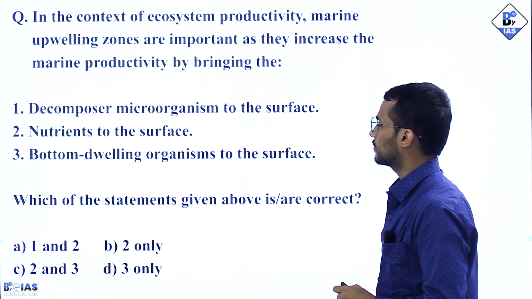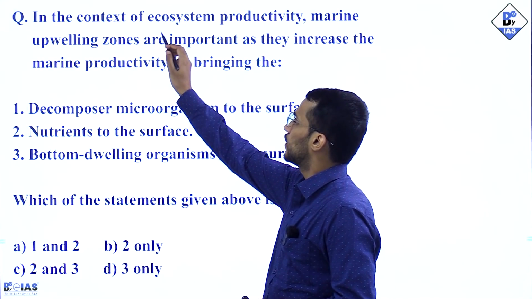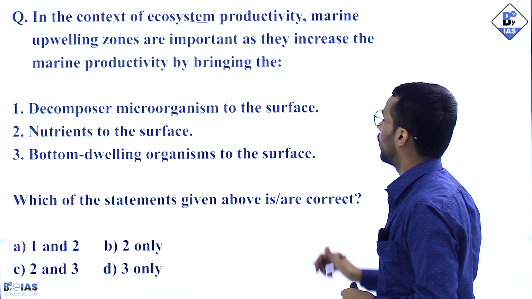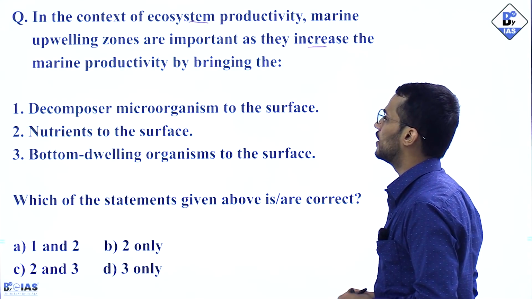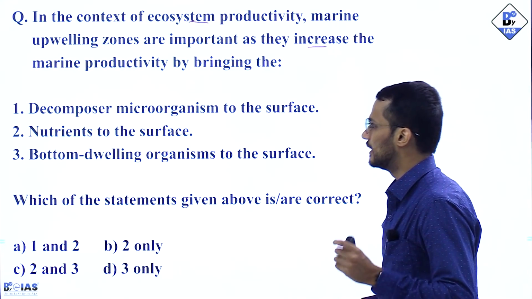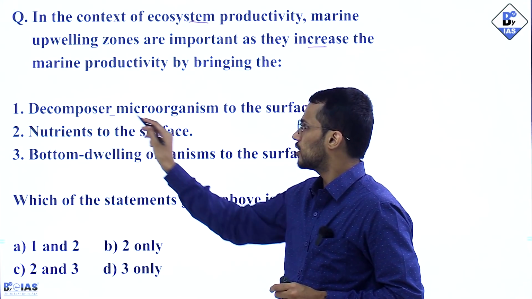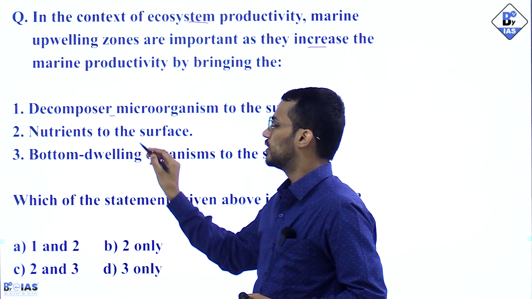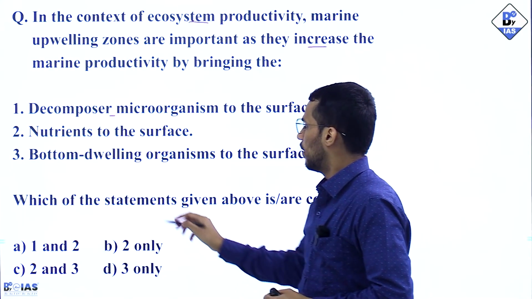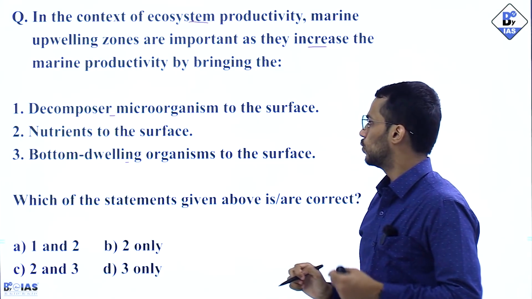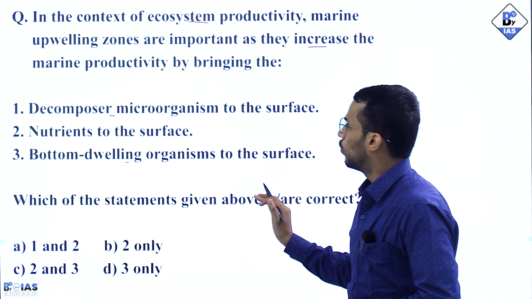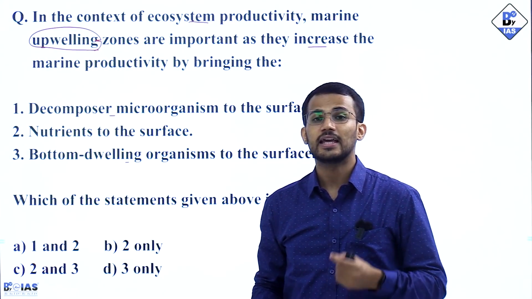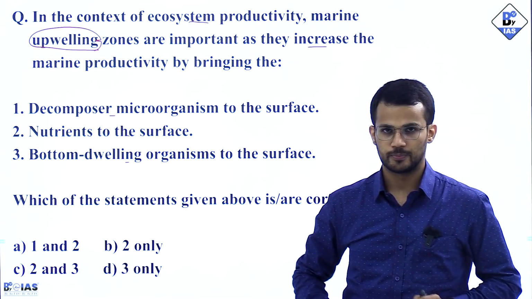Next question. In the context of ecosystem productivity, marine upwelling zones are important as they increase the marine productivity by bringing: first, decomposer microorganisms to the surface; second, nutrients to the surface; third, bottom dwelling organisms to the surface. So the question is about upwelling. What exactly happens during upwelling?